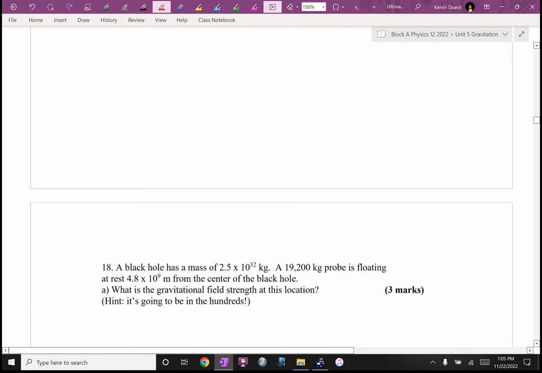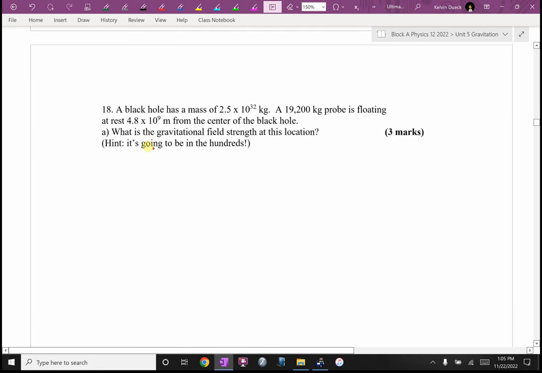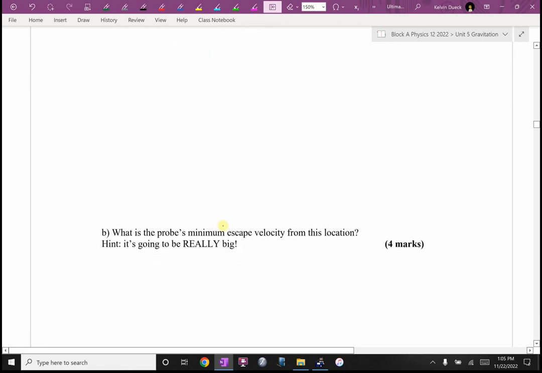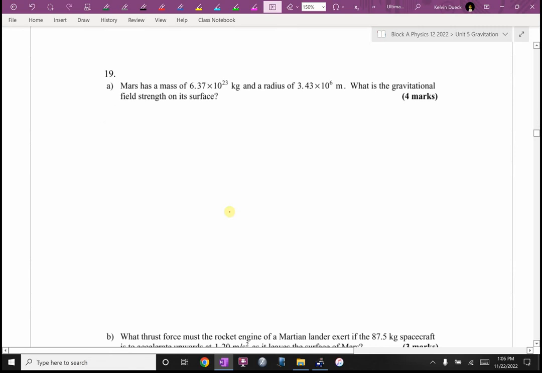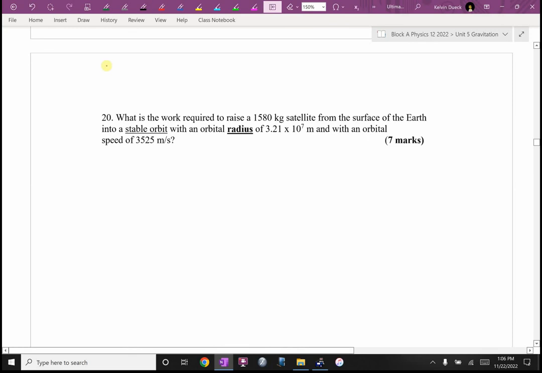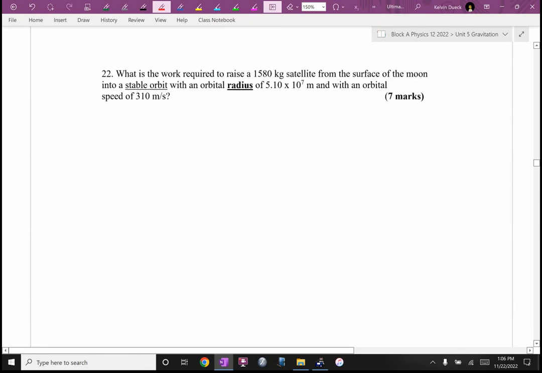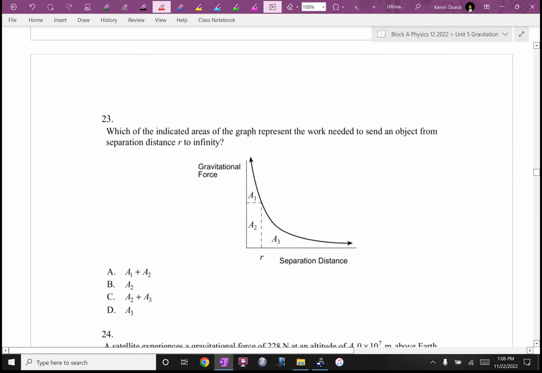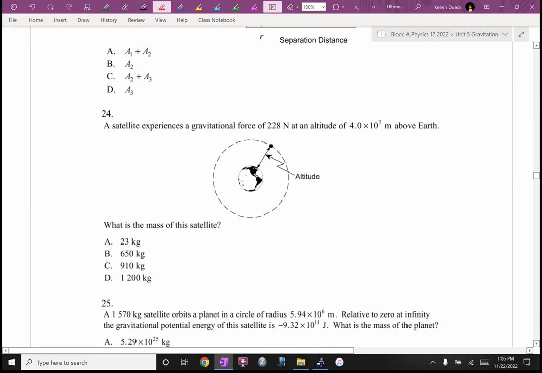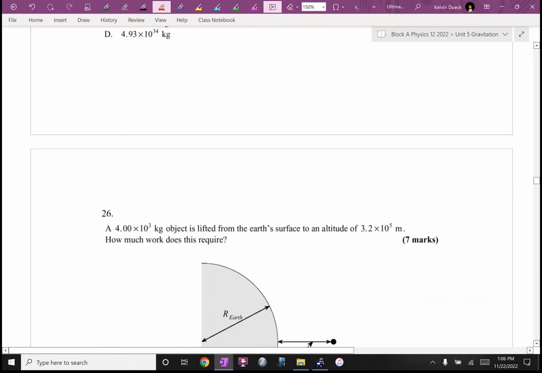17 is good. We haven't talked about black holes yet, although technically you can do A, it's gravitational field strength, but I haven't talked about escape velocity, so I'll revisit that. 19 is good. 20 is good. You can temporarily skip number 21. 22 is good. You can skip 23. 24 is good. You can come back to 25 later.